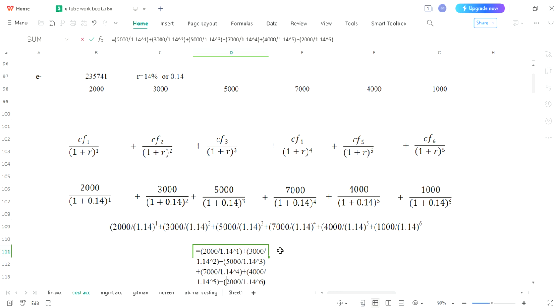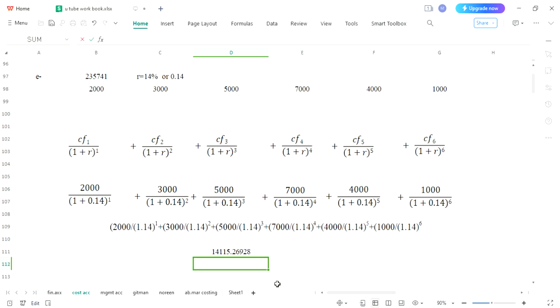Sixth value of cash flow was 1,000. So note it down. 2,000 first cash flow, raised to power 1. 3,000 second cash flow, raised to power 2. 5,000 third cash flow, raised to power 3. 7,000 next raised to power 4. 4,000 next raised to power 5. 1,000 next raised to power 6. So in this way you have got your answer 14,115.